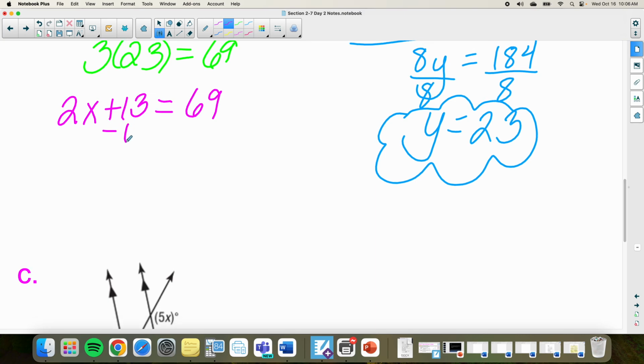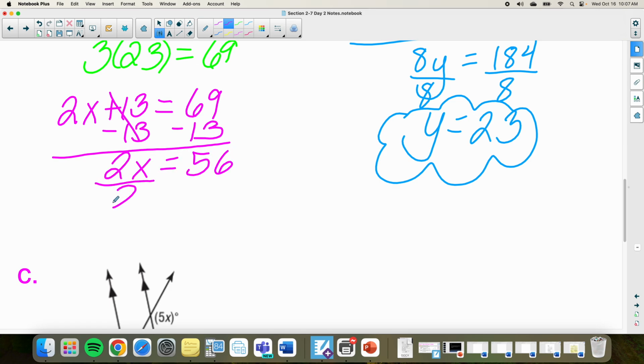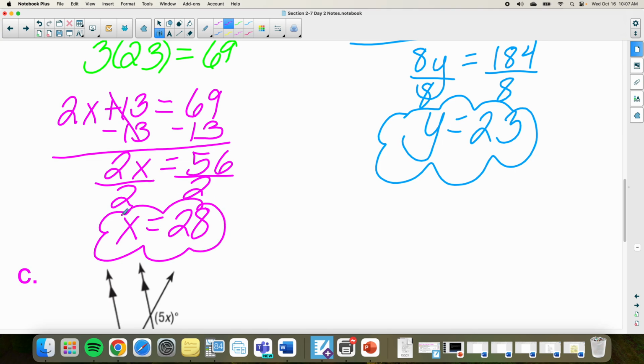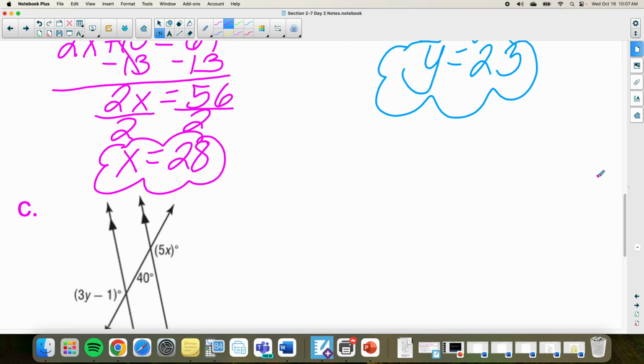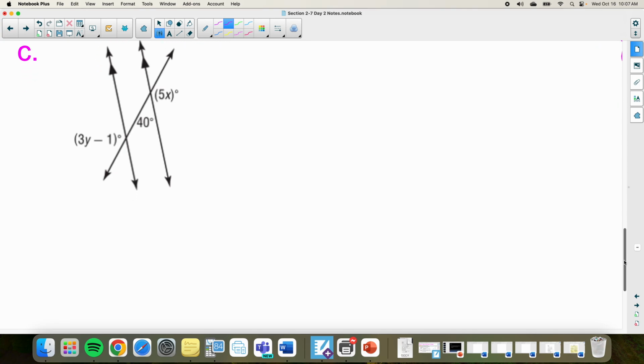So I subtract 13 and I get 2x equals 56. Divide by 2 and x is 28. Okay. Then if we go down to our next one here, okay.